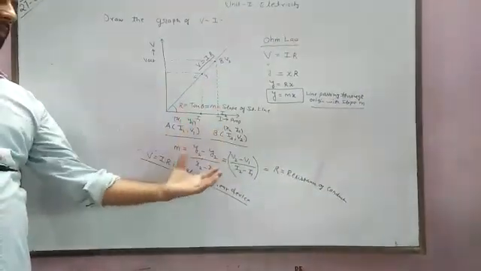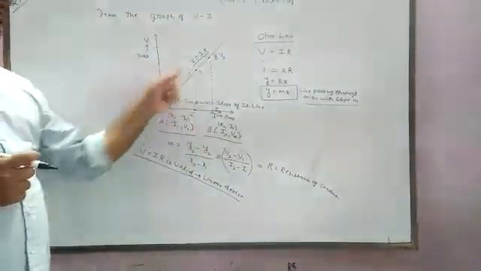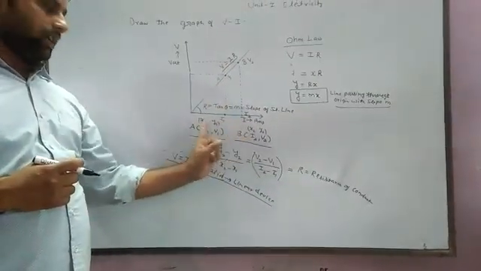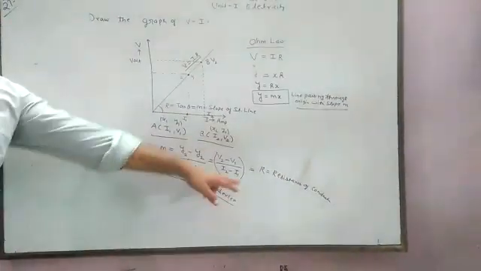This is the basic concept, and numericals are asked on these theories. So we have to determine two points on the curve, A and B. We denote the coordinates of A and B. After that we find the slope of the curve, and so we will find the resistance.